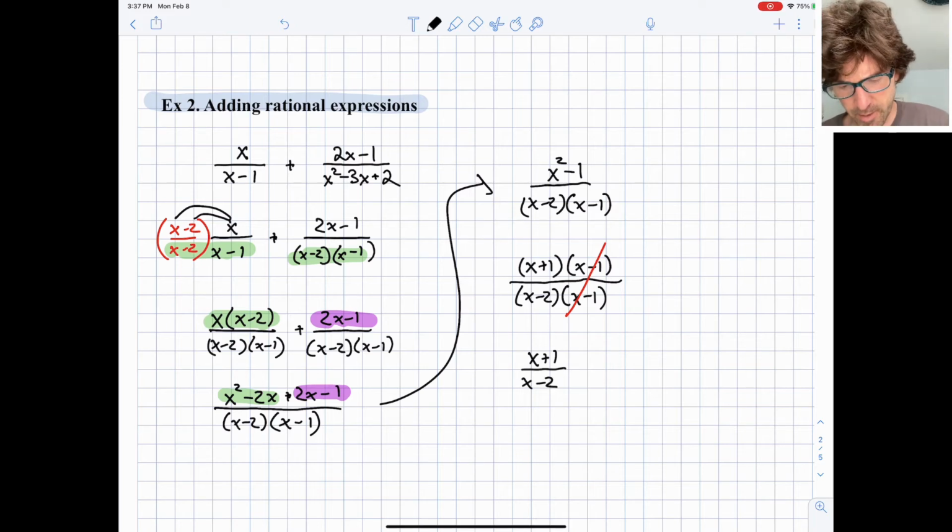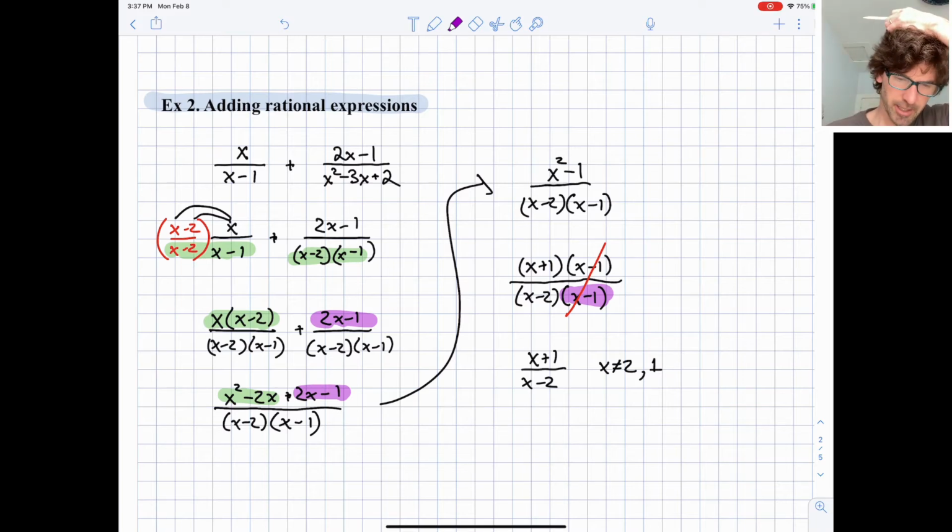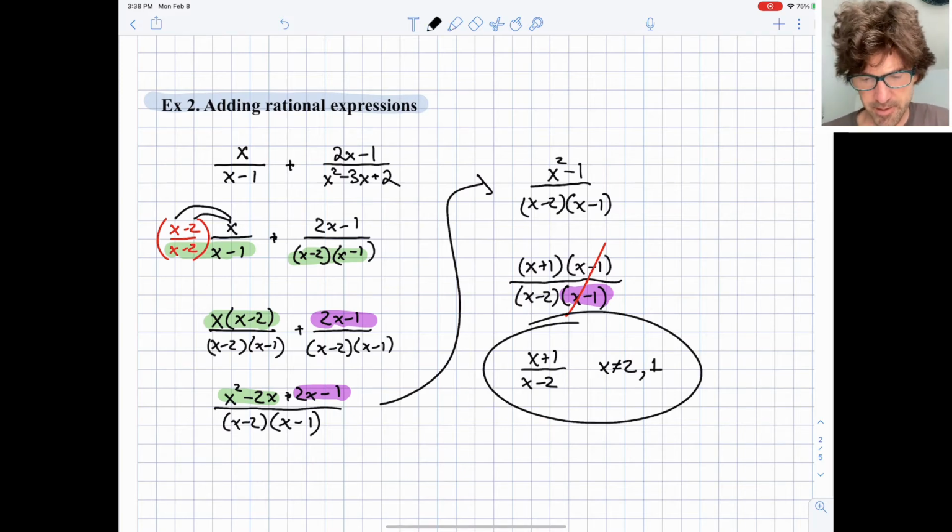And I need to keep in mind, what can x not be? X cannot be a 2. But what else can x not be? Looking all the way back in my work, it looks like x can also not be a 1 because of that term right there, which got canceled out. But I always like to scan through all my denominators throughout my whole sequence of work to see what my limitations might be for x. So there's my sum right there of those two fractions.